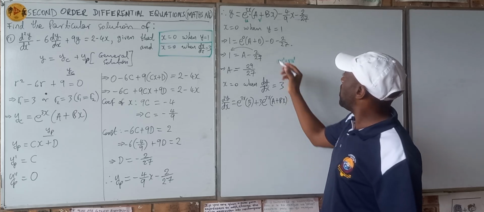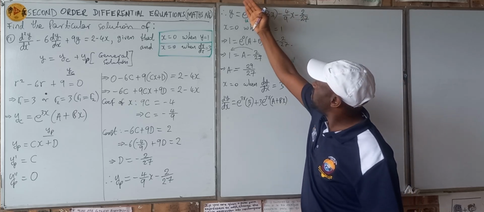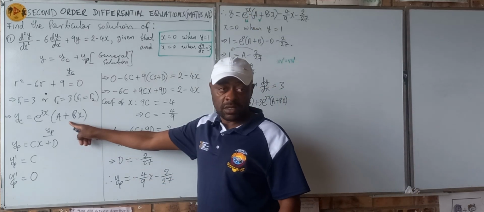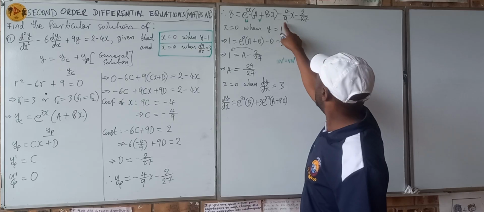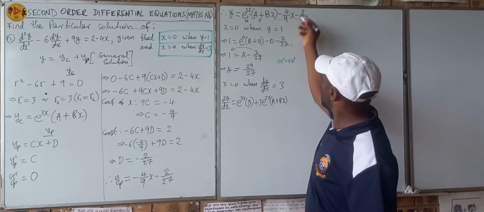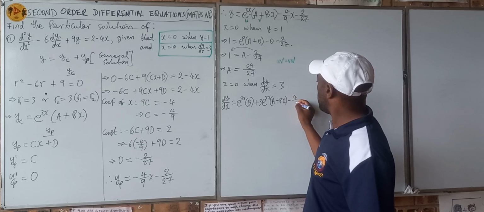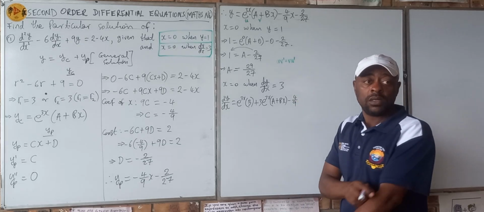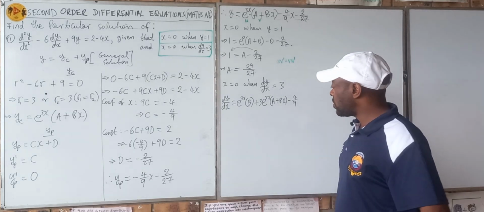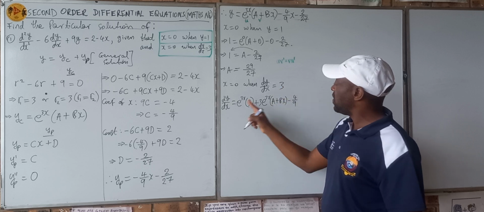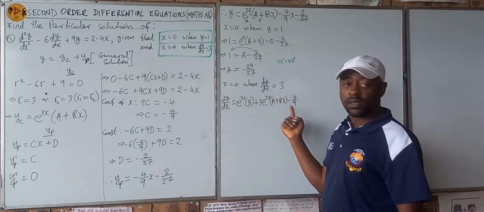So so far, we have only differentiated the first term, which corresponds to our y_c. We still have to differentiate our y_p. Since it's a linear function, we just get negative 4 over 9. So that is the derivative. So what does it tell me now?